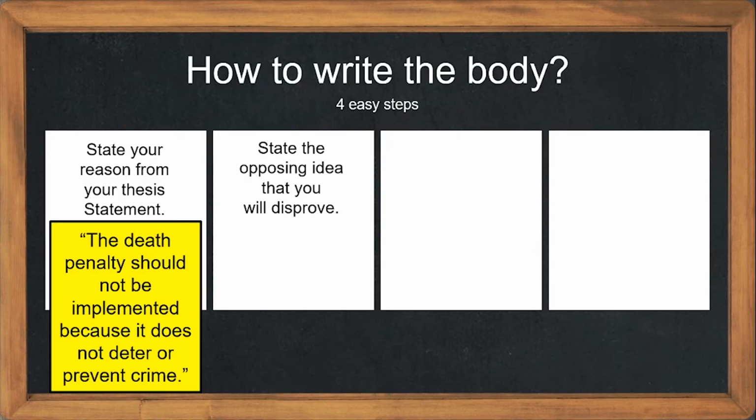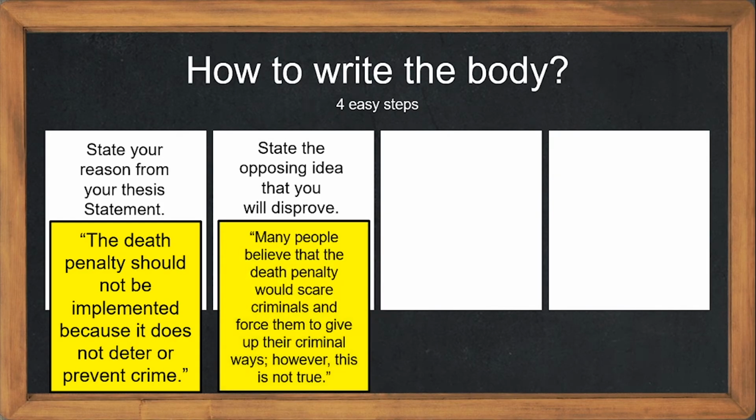Second step is state the opposing idea that you will try to disprove. Think of an argumentative essay as having a debate. You're already guessing what the opposing side would say. So for example, many people believe that the death penalty would scare criminals and force them to give up their criminal ways. However, this is not true.